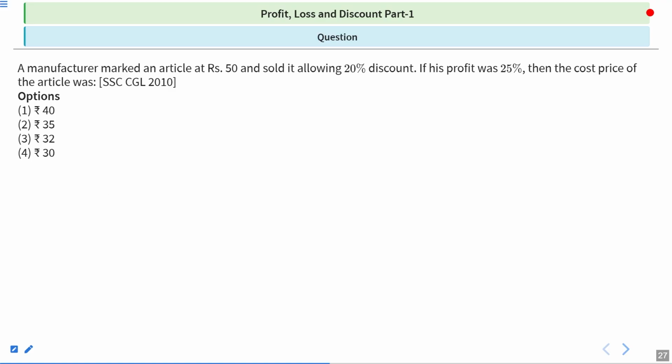A manufacturer marked an article at 50 rupees and sold it allowing 20% discount. If his profit was 25%, then the cost price of the article was, and this question was asked in SSC CGL 2010 exam. Now there are four options. A is 40 rupees, second is 35 rupees, third is 32 rupees, and fourth one is 30 rupees. Now you have 10 seconds to solve this question. Your time starts now.